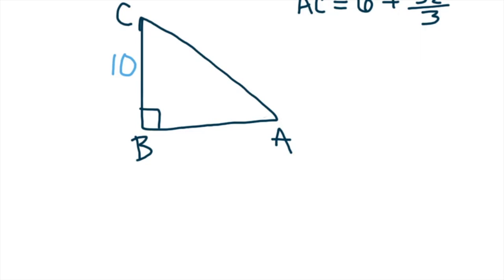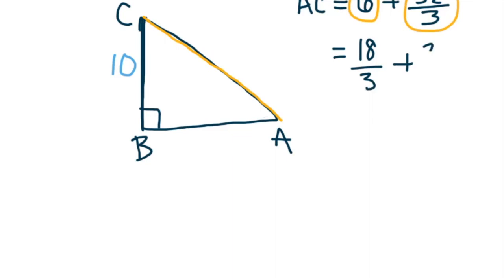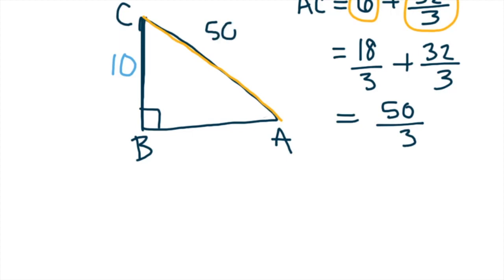we know the leg CB is 10. We also now know the length of the entire hypotenuse is the 6 plus the 32/3 that we just found before. So if we add those together, we can find a common denominator, 18/3 plus 32/3. That gives us 50/3. So let's use that number for the length of the hypotenuse, 50/3.